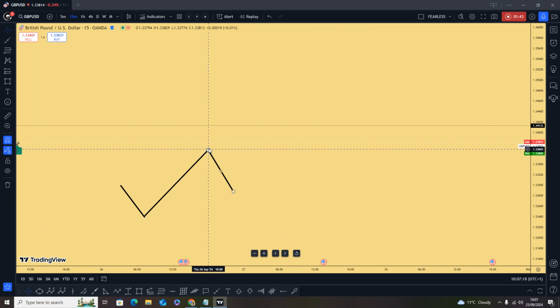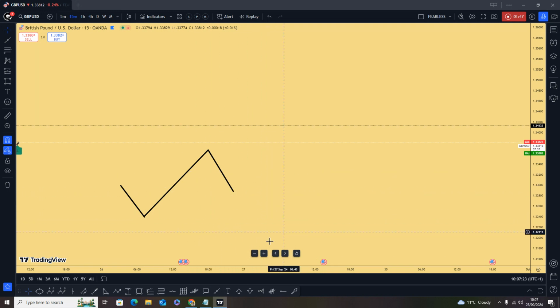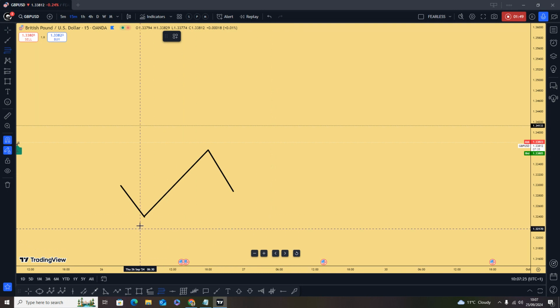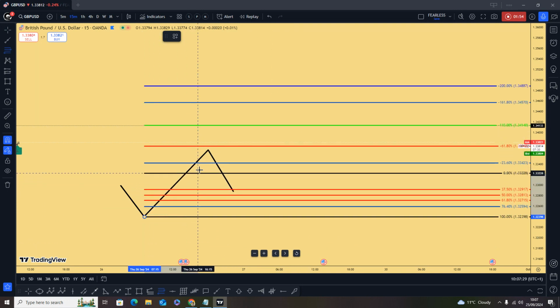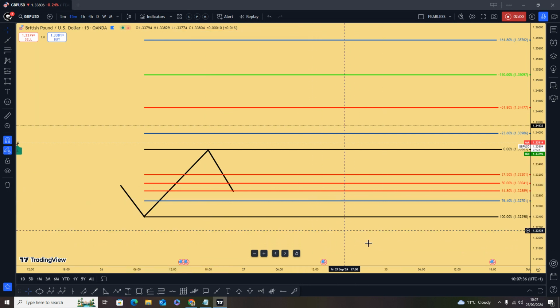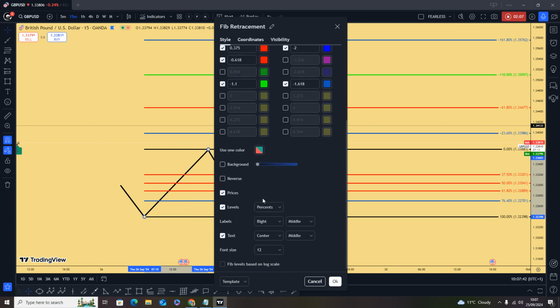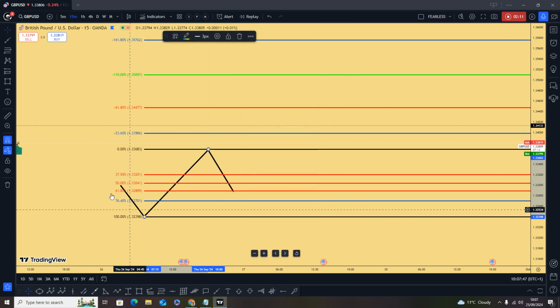So this is the last high. The correct way to do your Fibonacci is to draw from the low, the starting point, to the high that started the pullback. That is the way to do it. Another thing I'm going to quickly share with you here, let me put the labels to the left so you guys can see them. Here are the numbers that we use.